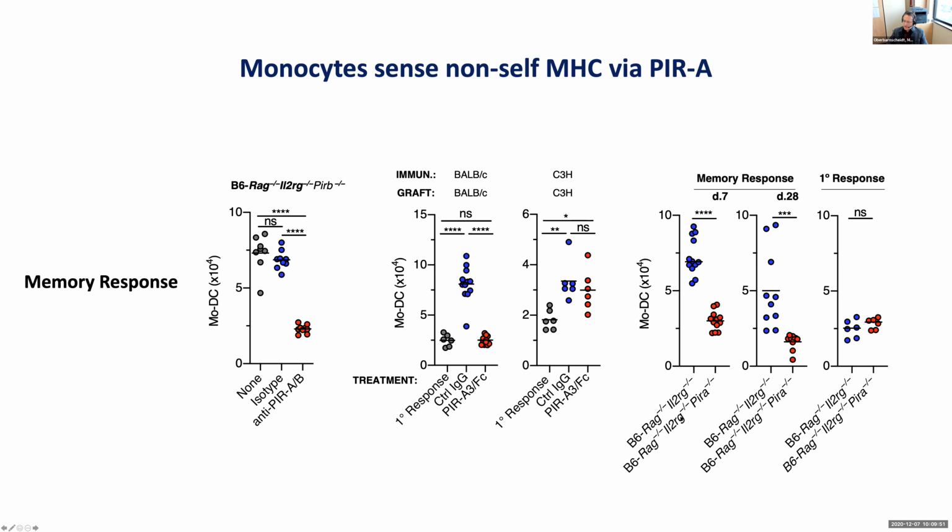To further test this, we also generated PIR-A knockout mice, and these were also on a RAC gamma chain background. And you can see that the memory response of PIR-A knockout mice is diminished in response to BALB/C, both on day 7 as well as later on day 28. So it's not a defect of monocyte priming, because the primary response of the PIR-A knockout and the wild type mice are similar. It is truly a defect in the memory response, both at an early and at a late time point.